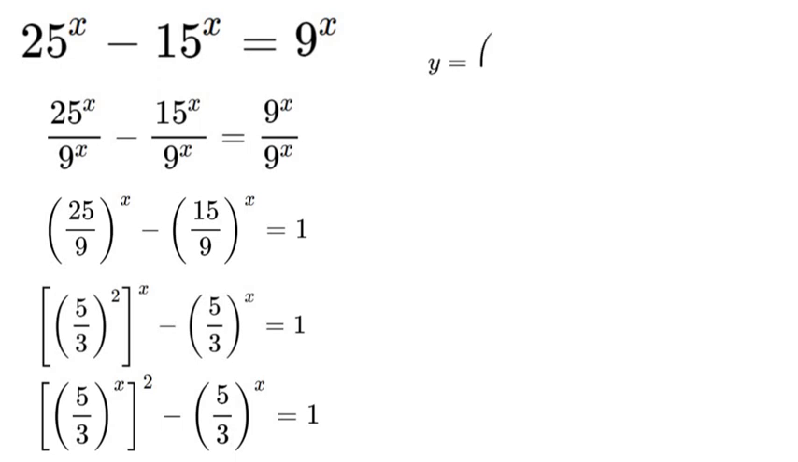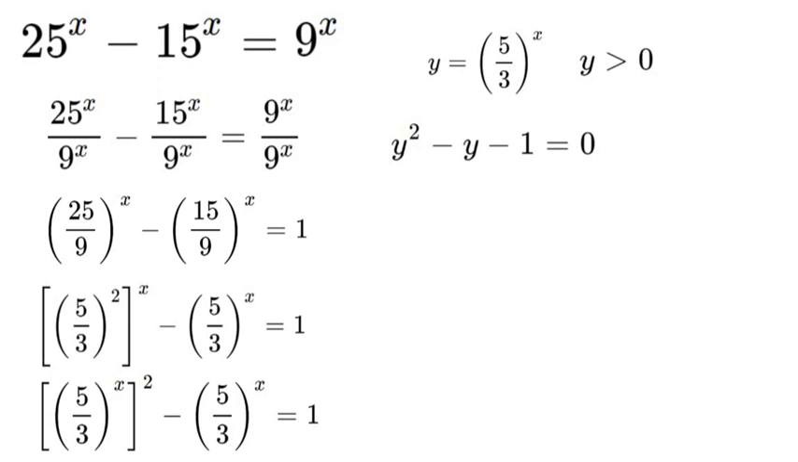Now that we have both 5 over 3 to the power of x, we're going to set that equal to y. So y is equal to 5 over 3 to the power of x. And we can also agree that y has to be greater than 0, because no exponential value would make 5 over 3 less than 0. So we'll have y squared minus y minus 1 is equal to 0. We subtracted the 1 from the right side and moved it over.